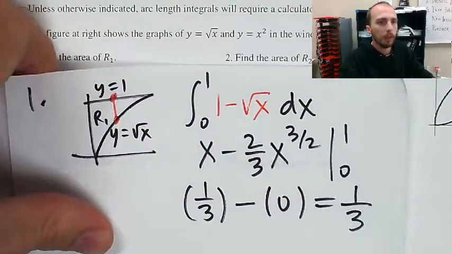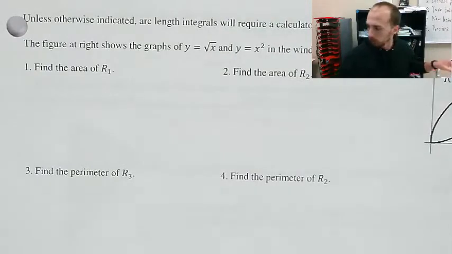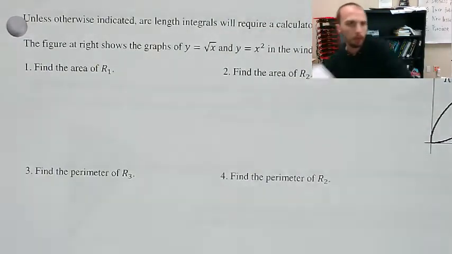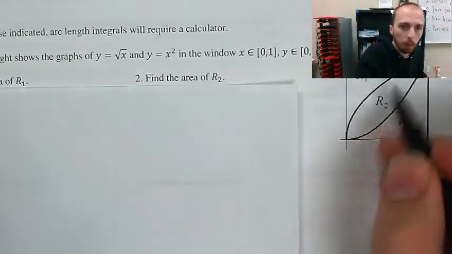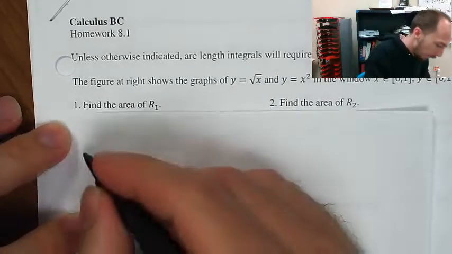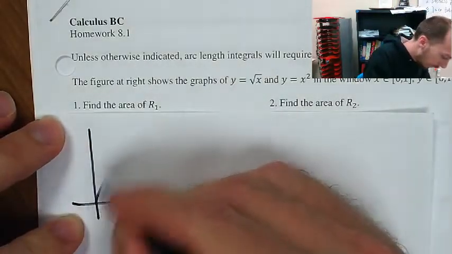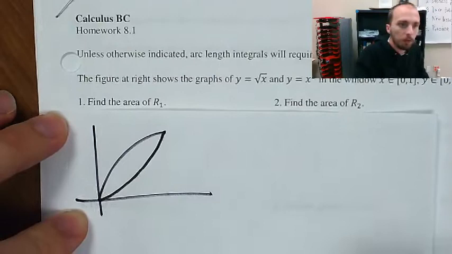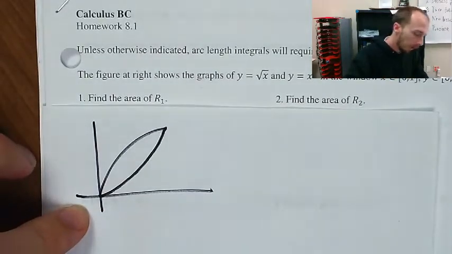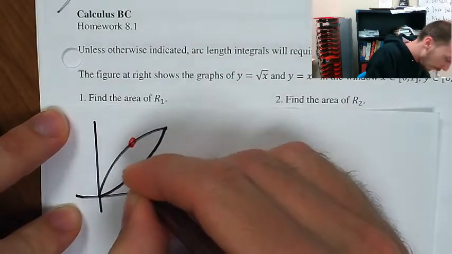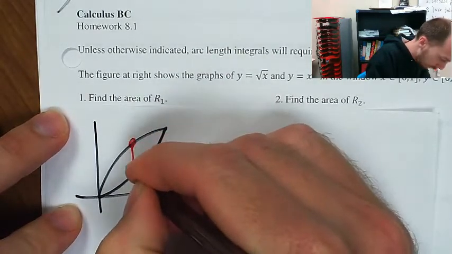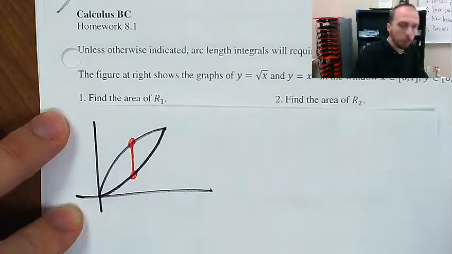Okay, that's R1. Number 2, find the area of region R2. We can do that. R2 is the one that's between the two curves, and you can see it over here, square root x and x squared. So I will make myself a little sketch of the region. I'm not going to actually label the curves because I think you know what they are. And if you don't, you'll come to be very familiar with this drawing over the next few homeworks. I think I just keep using it.